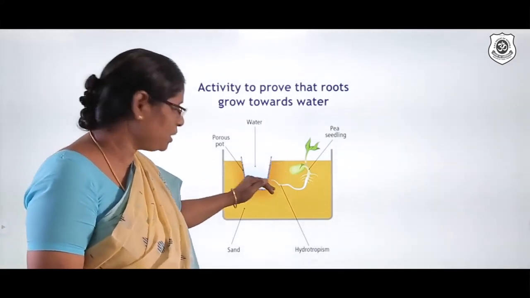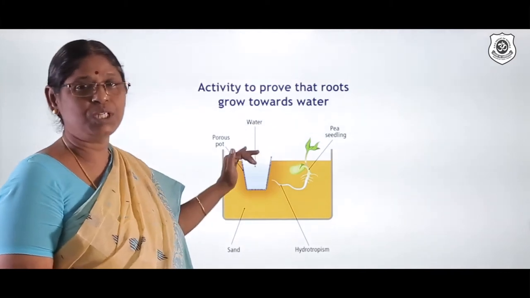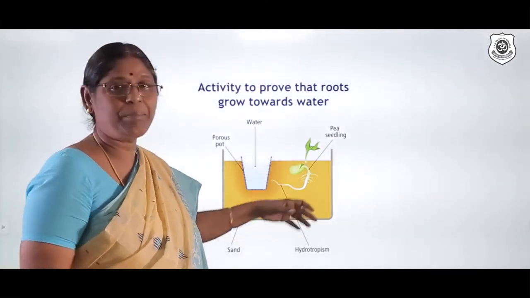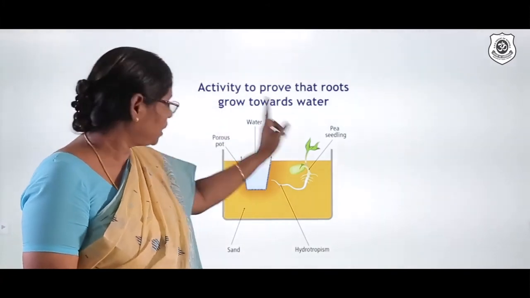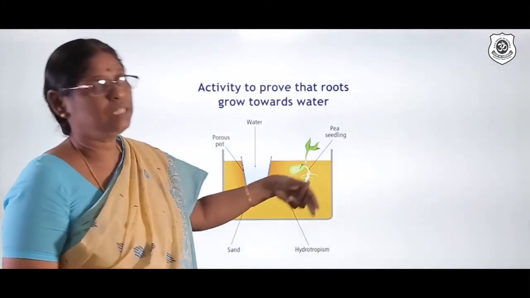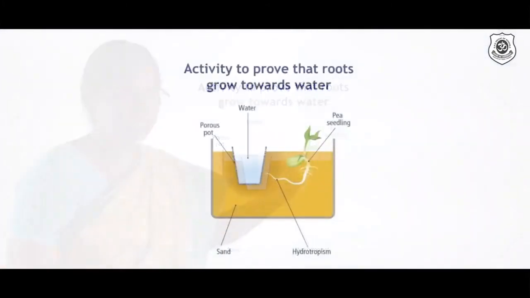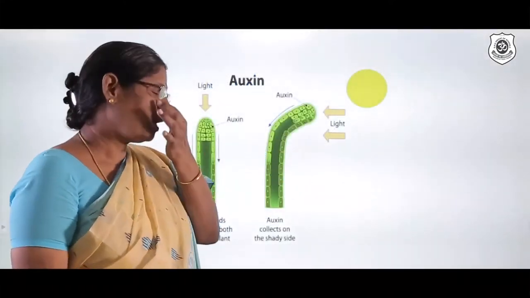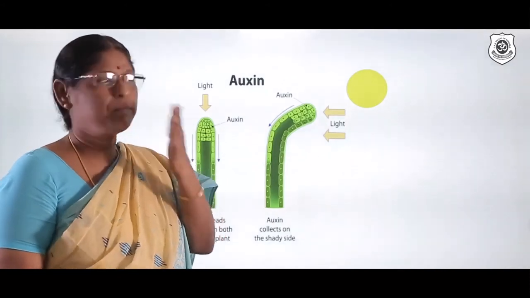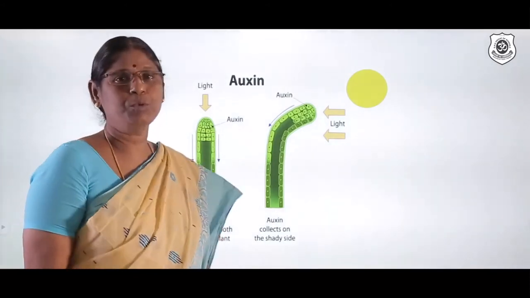So this is also one type of movement. Here water is a stimulus which makes the plant grow towards it. If you keep this pot on the other side, then you will see the root growing towards that side. So from this we understand that roots grow towards water. This is what we call hydrotropism. So you have learnt about hydrotropism, geotropism, phototropism, and all types of tropic movements.